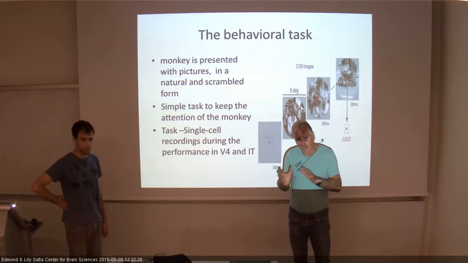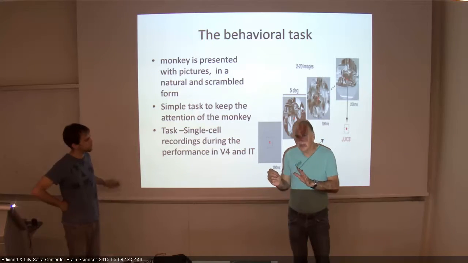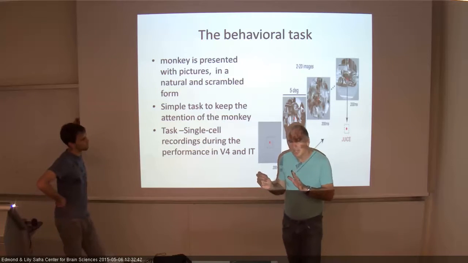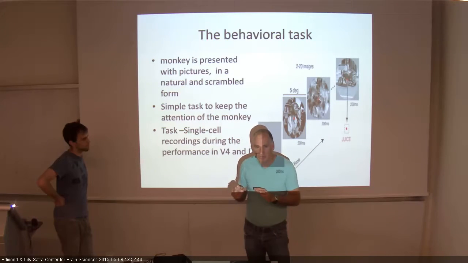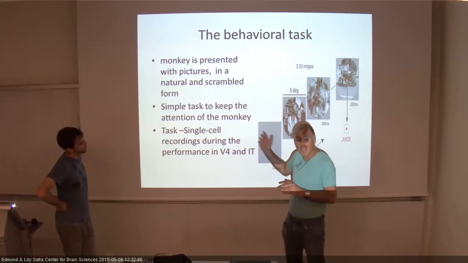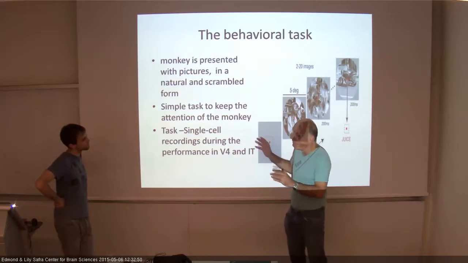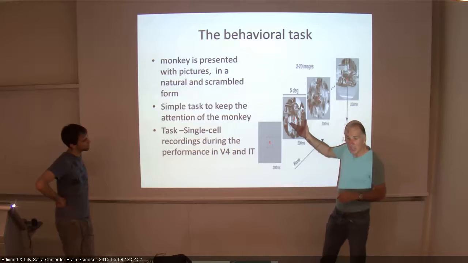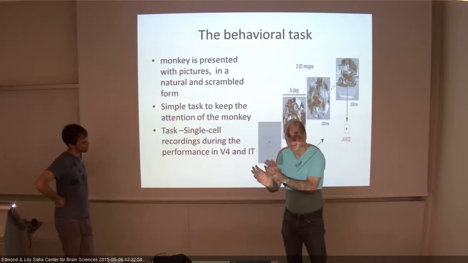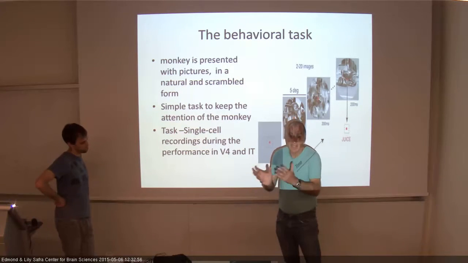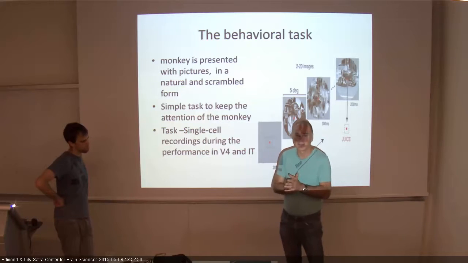Finally, notice another thing here. The monkey did a very simple task. All he had to do is to detect this motorcycle. So we don't know if the monkey could discriminate between these images. In that respect, we just have the information of this classifier, but we don't have in parallel the information of the monkey. So that's a weakness of the experiment, but that's how they designed it.